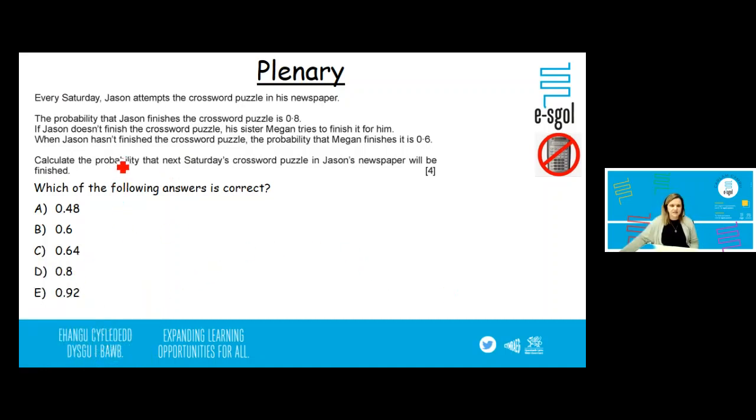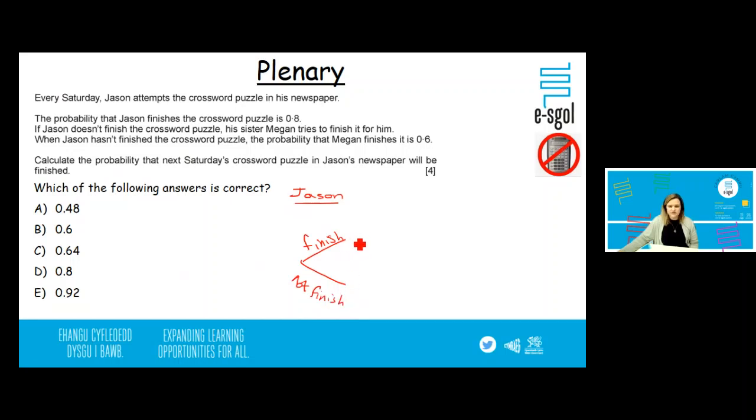So every Saturday, Jason attempts the crossword puzzle in his newspaper. The probability that Jason finishes the crossword is 0.8. Okay, so if we think back to that question with Sophie and Charlie at the start, we labelled what was going on. So we're going to do that again. So Jason is going to be the first section, and that would produce the fact that if he finishes it, so I'm going to write finish on here or not finished, those are our options.